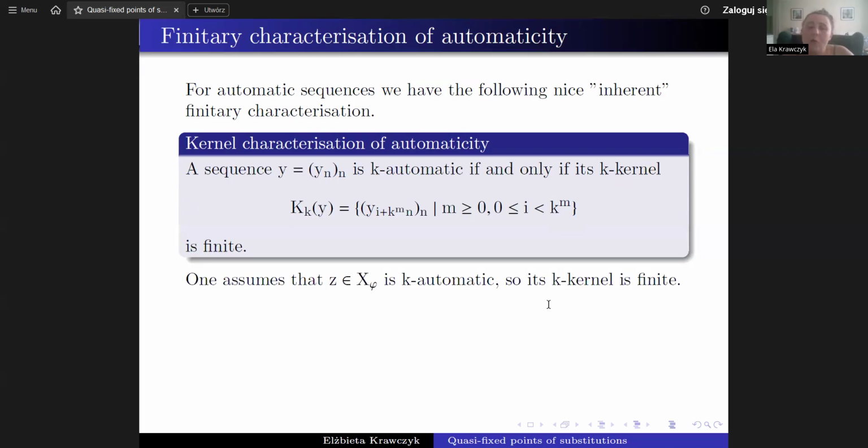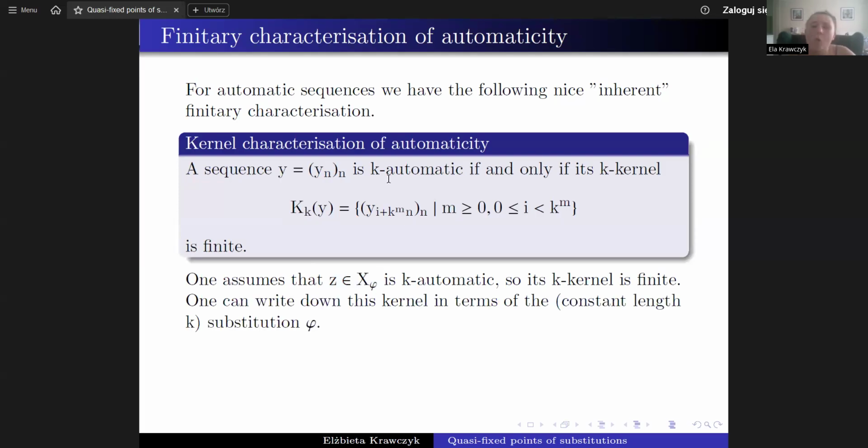And what you can do with this is, well, we want to take a sequence z in my system, which is k-automatic, and we want to show that it has to be a quasi-fixed point. Well, since it is k-automatic, I can assume that its k-kernel is finite. Now, because this is not going to be a proof, this is just really going to be a kind of snap picture of why this works here.